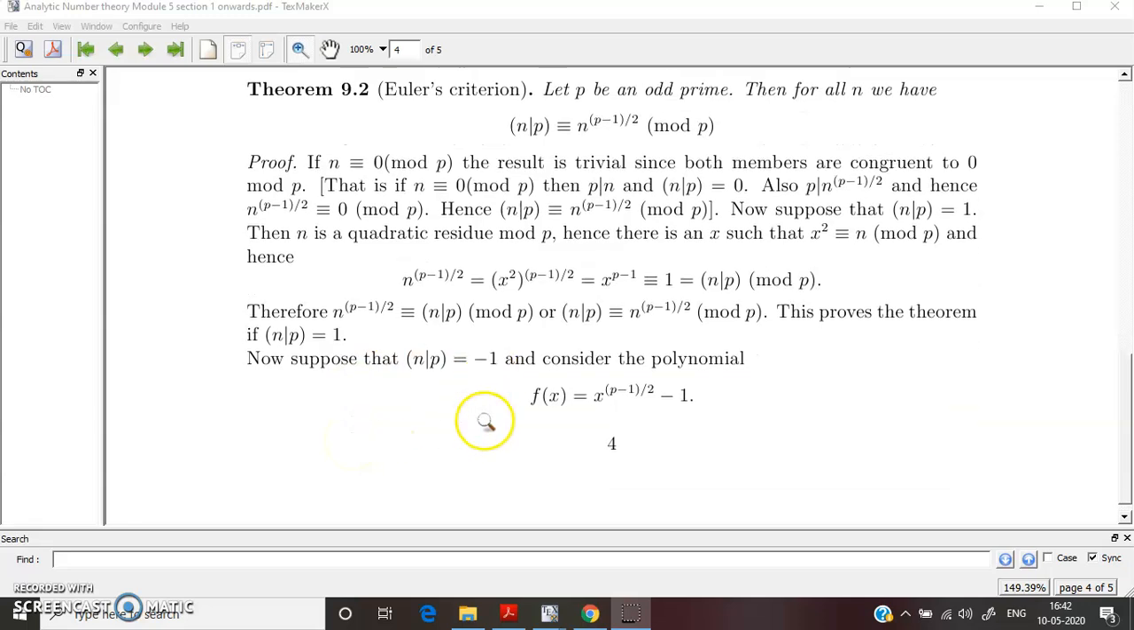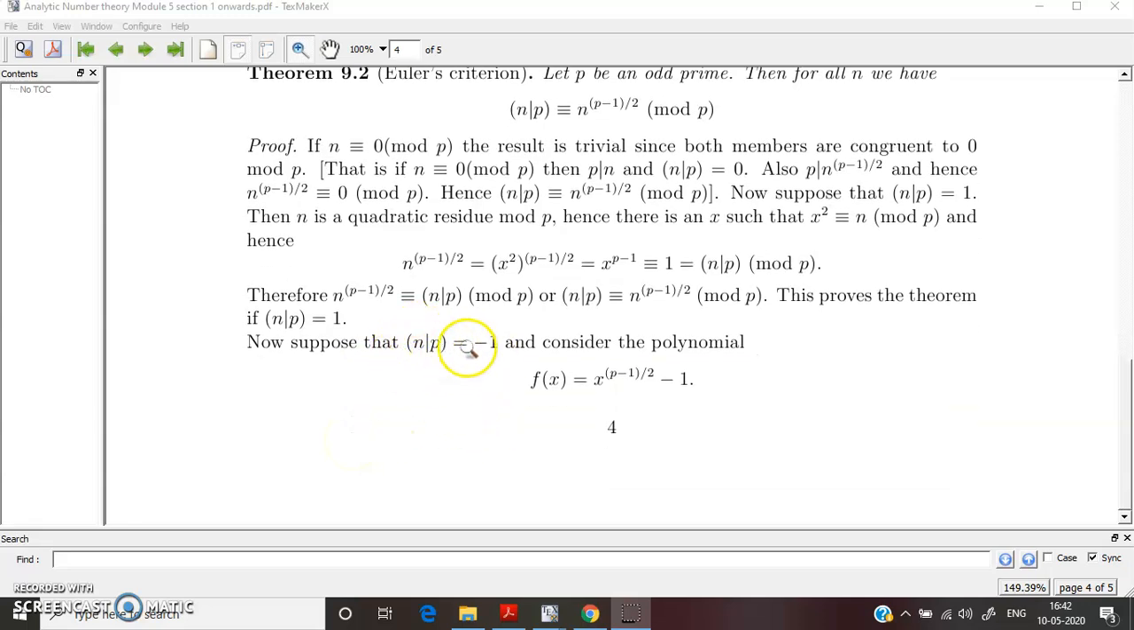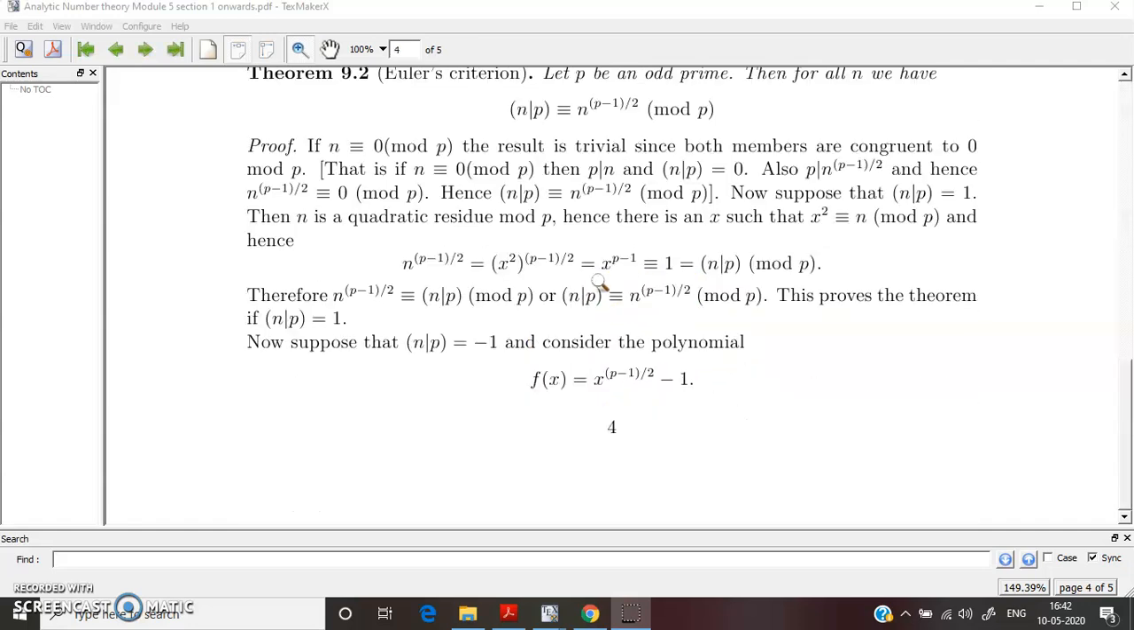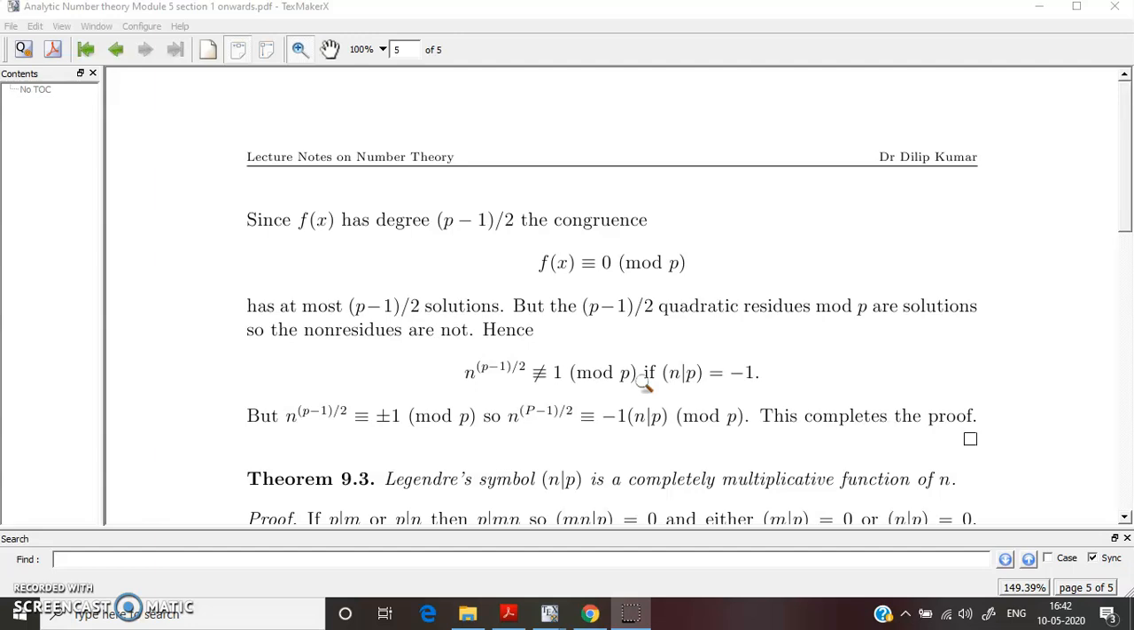Now take the case of (n/p) equal to minus 1. In this case, n is not a quadratic residue mod p, and we consider a polynomial f of x equal to x raised to (p minus 1)/2 minus 1. Since f of x has degree (p minus 1)/2, the congruence f of x congruent to 0 mod p has at most (p minus 1)/2 solutions.